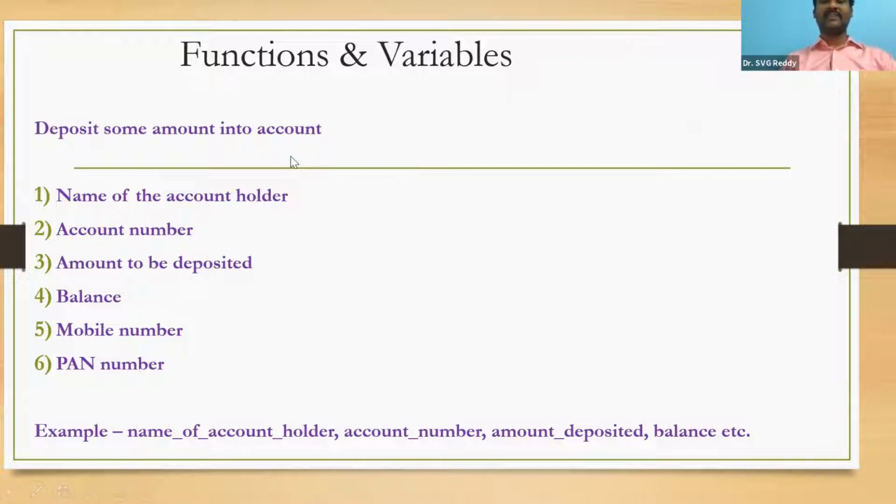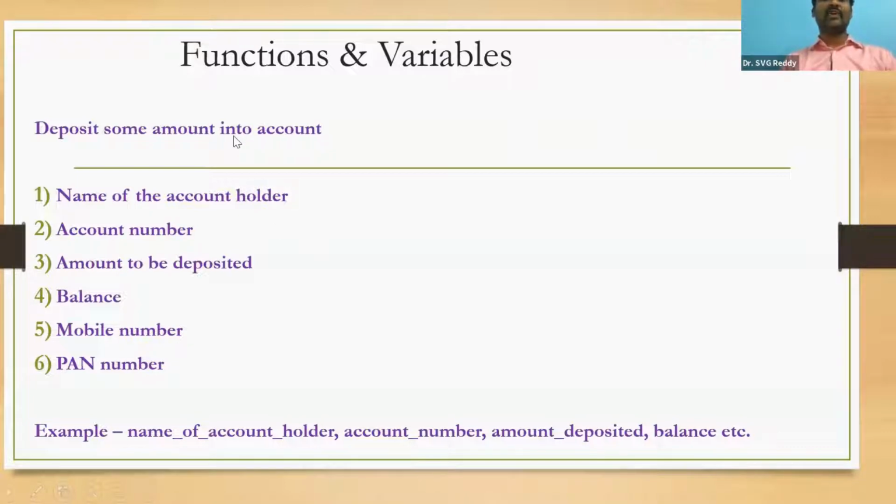It involves, for example, if you want to deposit, we all know it. If we want to deposit, what do we need to have? We need the name of the account holder, because you need to deposit under his name only. Then what is his account number? What is the amount you want to deposit? If you want, you can also know the balance. And they may ask for a mobile number and PAN number also. So these are some basic things.